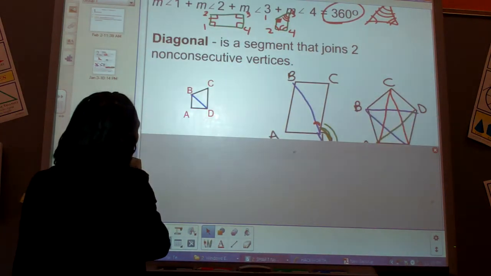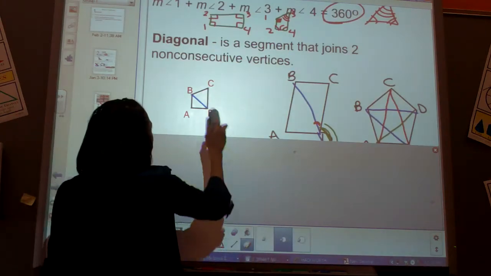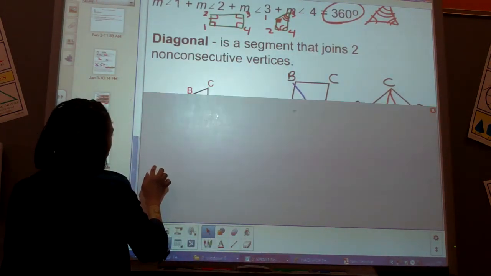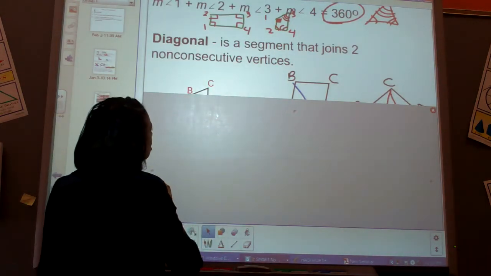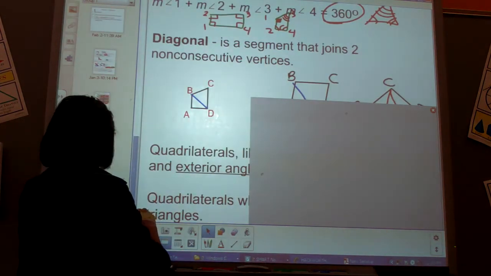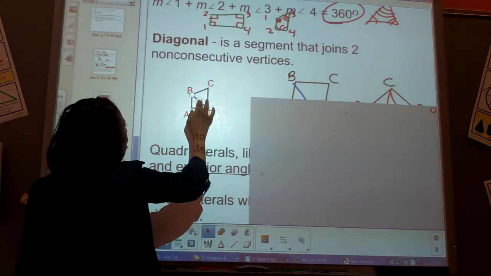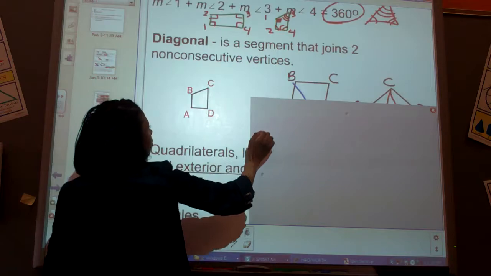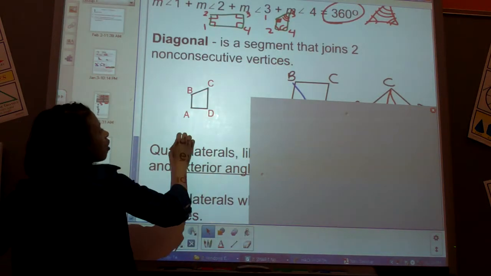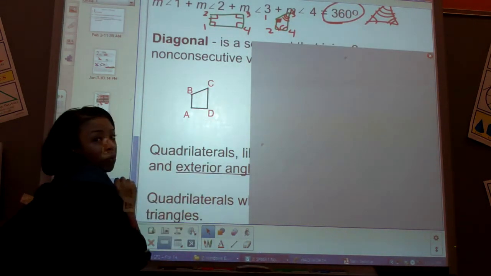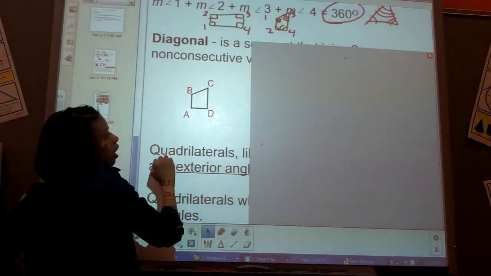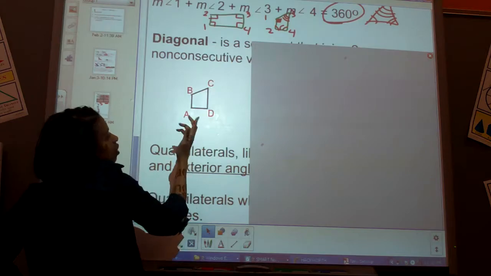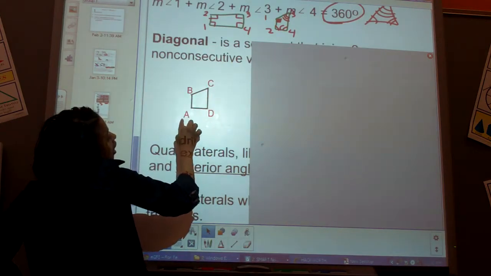Diagonals. Okay? What a diagonal is. If I have this quadrilateral here, I'm going to roll that up just a little bit. If I have quadrilateral A, B, C, D, remember I named it, they have to go in consecutive order. I could not say A, C, B, D. I called it A, B, C, D, or I could have called it C, D, A, B, whatever.